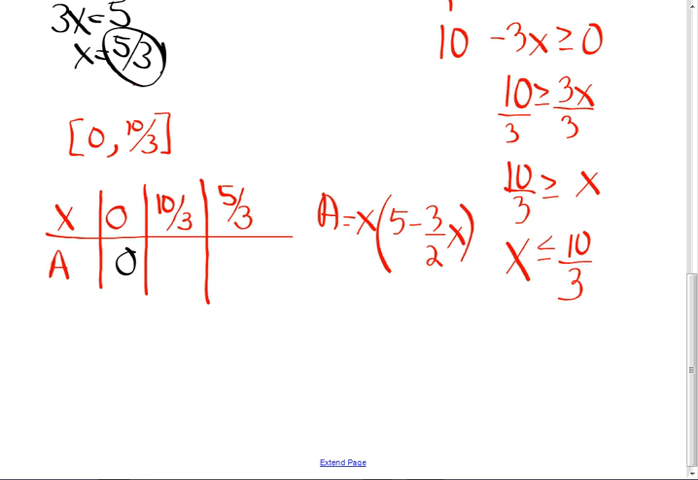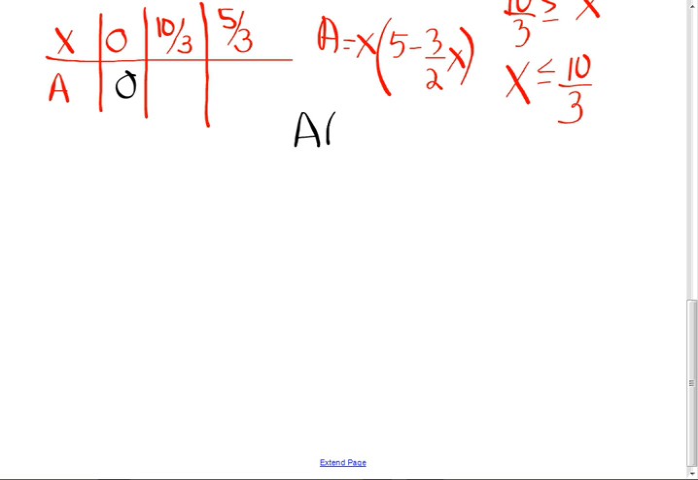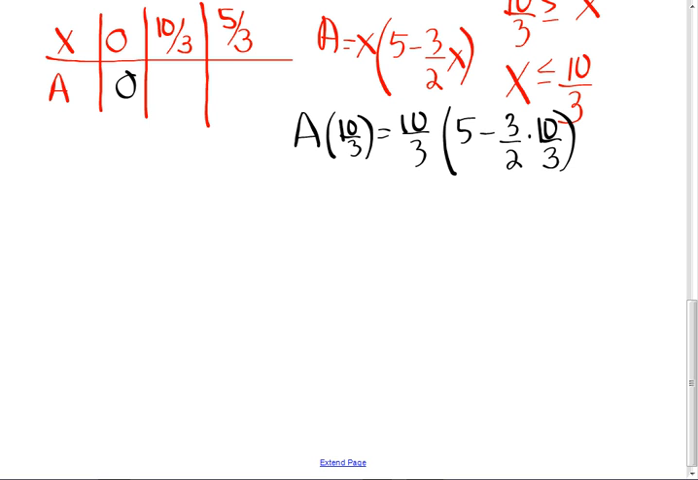What's a of 10 thirds? Well, let's just do it. A of 10 thirds equals 10 thirds times 5 minus 3 halves of 10 thirds. What happens to the 3's? 2 goes into 10 how many times? That's 0. So that's 0. If they don't ask me for the area, I don't have to find the area at 5 thirds. I think they did, didn't they? So make sure you answer the question.